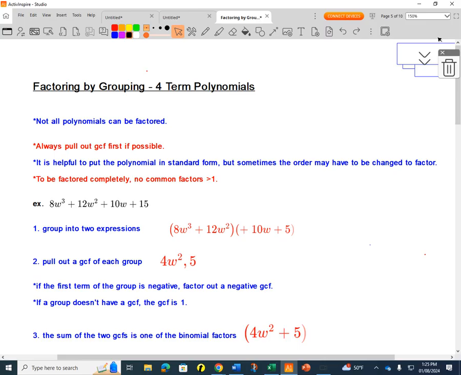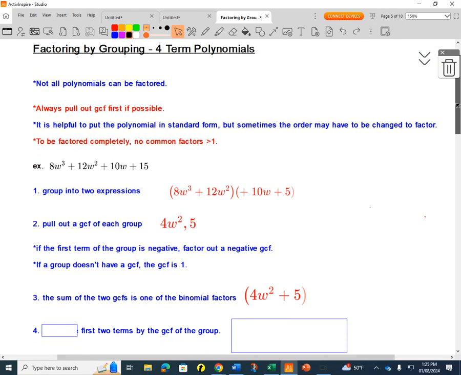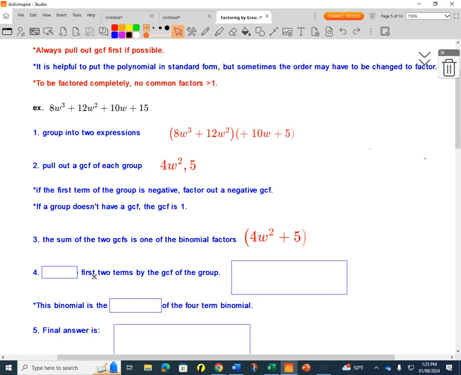Okay, so we're down to number 3. We have one of our binomial factors. Now we need the other one. So for number 4, we're going to divide the first two terms by the greatest common factor of the group. We could actually do either group, but we might as well do the first group.